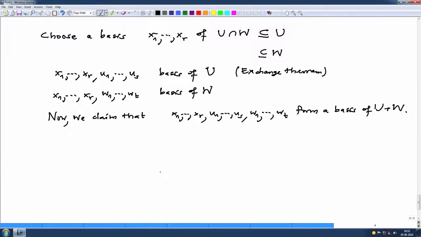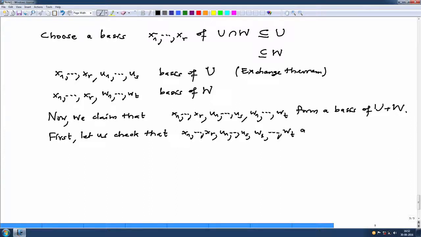So, first let us check linear independence. First let us check that these vectors x1 to xr, u1 to us, w1 to wt are linearly independent over K. So, suppose there is this linear relation.